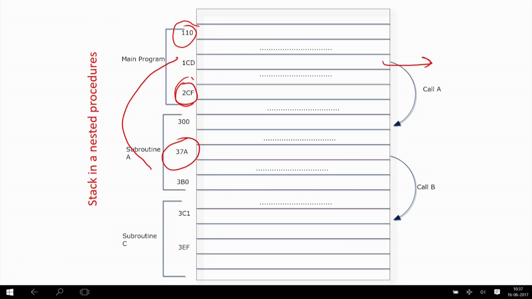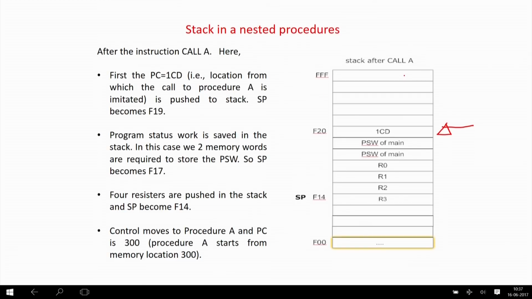When I return from subroutine A to the main program, after of course going through subroutine B, so this is actually subroutine B, there is a mistake over here, this is nothing but subroutine B. After executing subroutine B you execute subroutine A, and after that you come to the main program. So I have to remember the value of 1CD, because after that I have to start executing from 1CE, the next instruction. So the value of 1CD is saved over here.